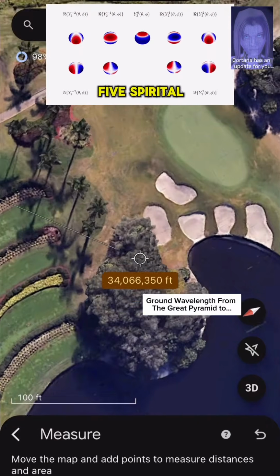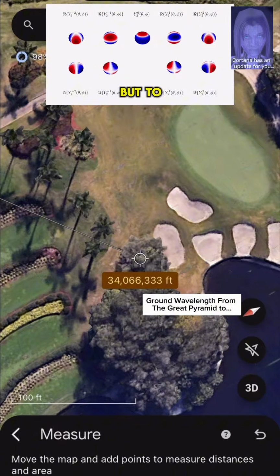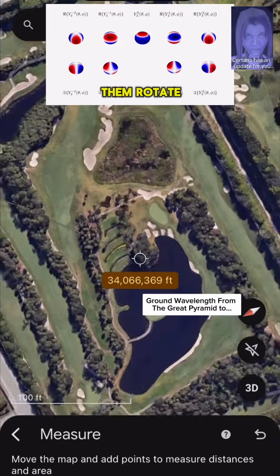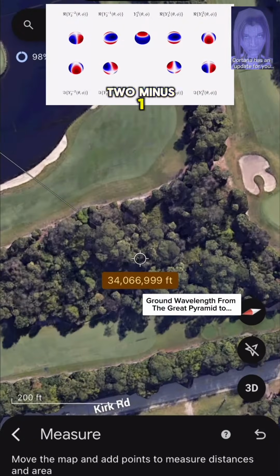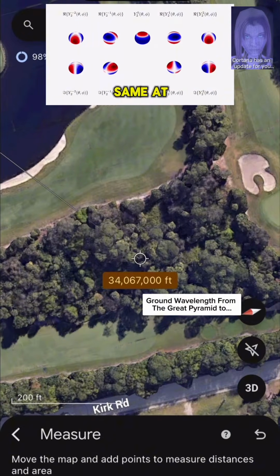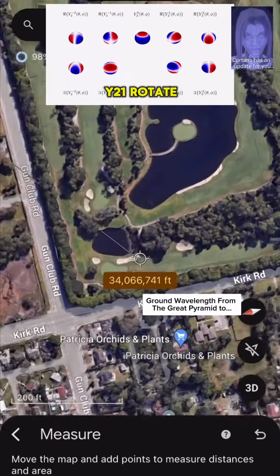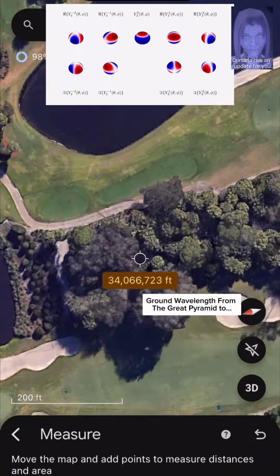These here are the 5 spherical harmonics for L equals 2, but to fully appreciate their angular dependence, we can also make them rotate about the vertical axis, starting with Y2-2, then Y2-1. Y20 doesn't have a phi dependence, so it looks the same at any angle about the vertical axis, and we can also make Y21 rotate, and finally Y22.